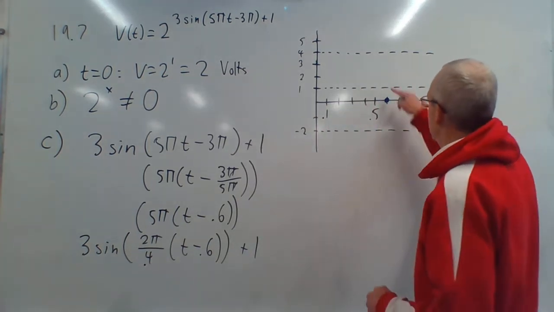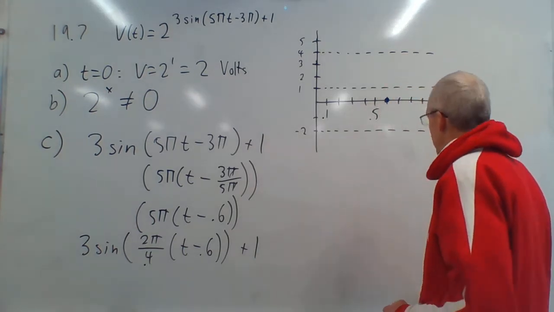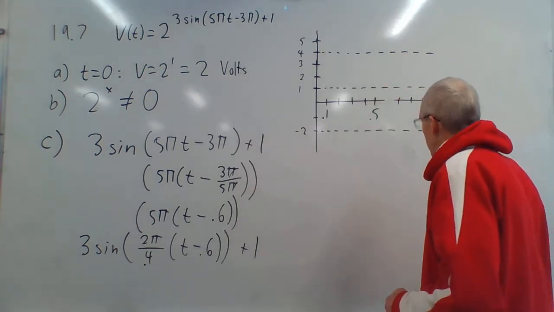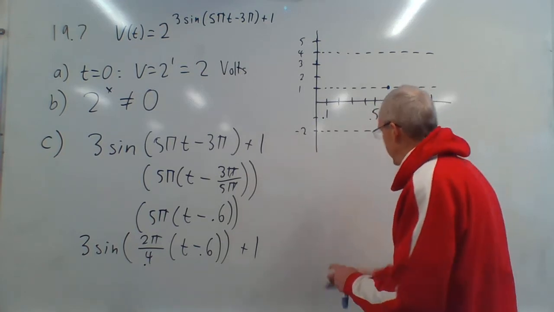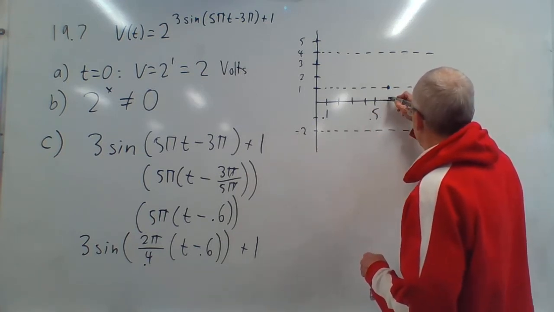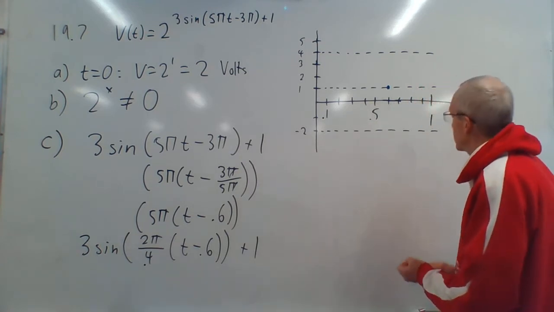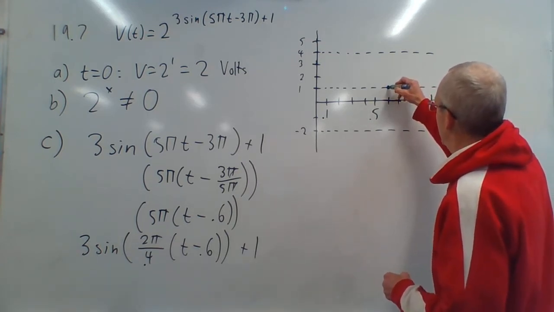What the heck? So, okay, there it starts. Oh, wait. But 0 is right here. So I put the dot in the wrong place. So it starts right here at 0.6. Now I got to fix my axis. It's no good. All right. So that's where it starts going up at 0.6.